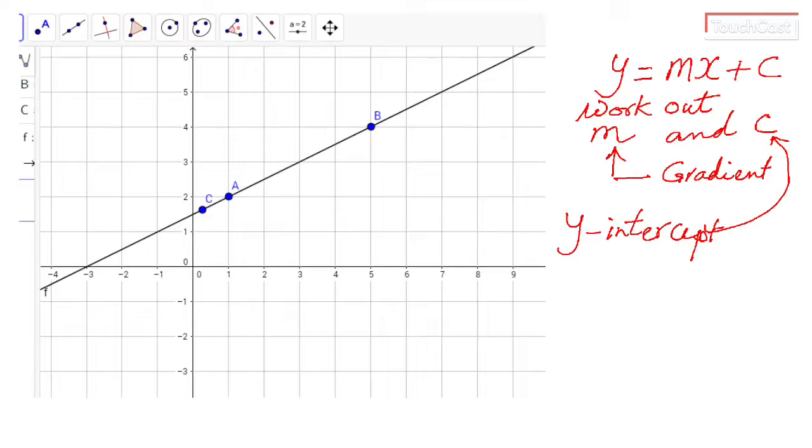To work out y equals mx plus c, you have to work out m, which is the gradient of the line, the slope of the line, and c is the y-intercept. So c is this one.